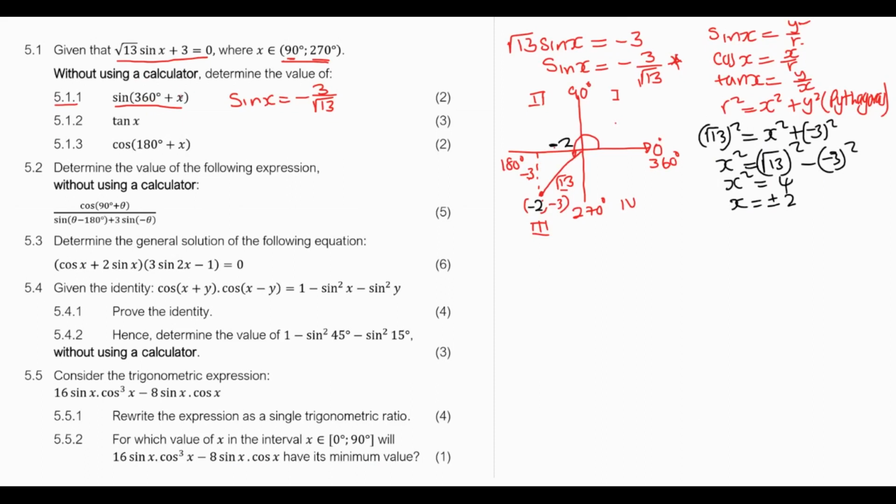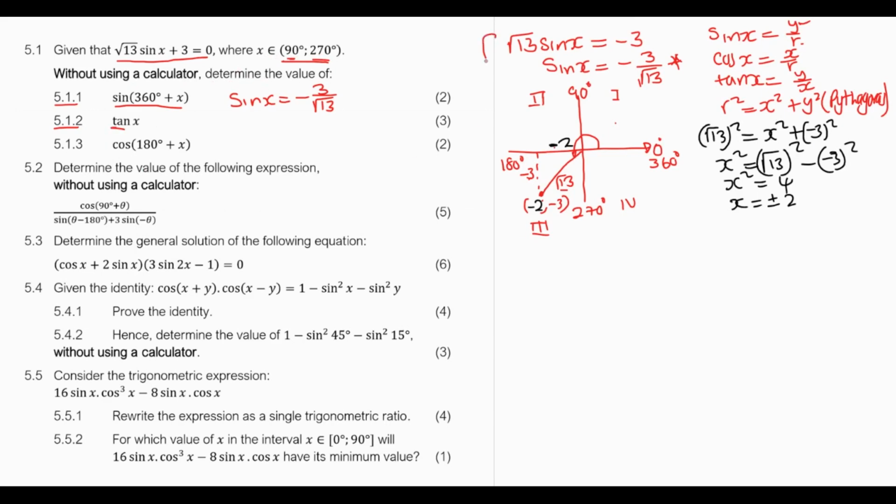Welcome back. Let's do question 512. Given that the square root of 13 sine x plus 3 is equal to 0 when x is between 90 and 270 degrees, without using a calculator, determine the value of tan x.